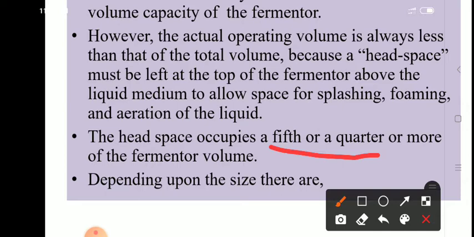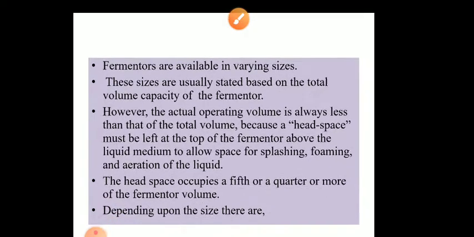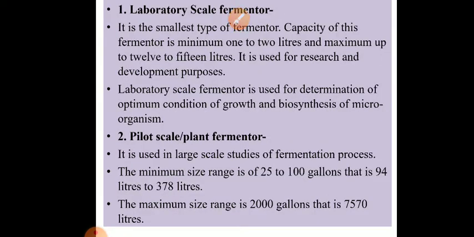Now, depending upon the size, we have various types of fermenters. Number one is the laboratory scale fermenter. It is the smallest type of fermentation vessel. The capacity of this lab scale fermenter is just 1 to 2 liters, up to a maximum of 12 to 15 liters. It is used for research and development. When we are working on a newly discovered process, we first study it under laboratory scale, using a laboratory scale fermenter.